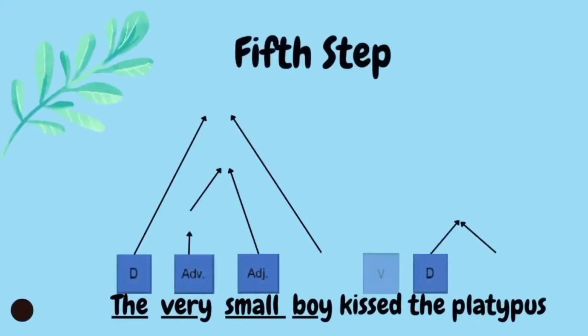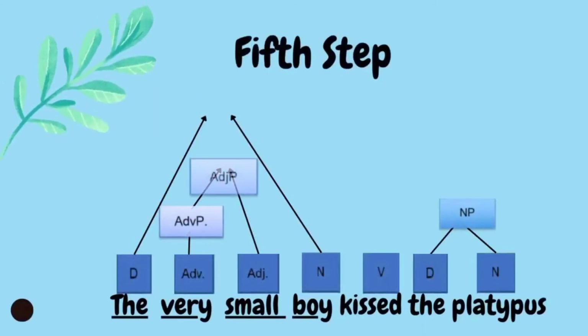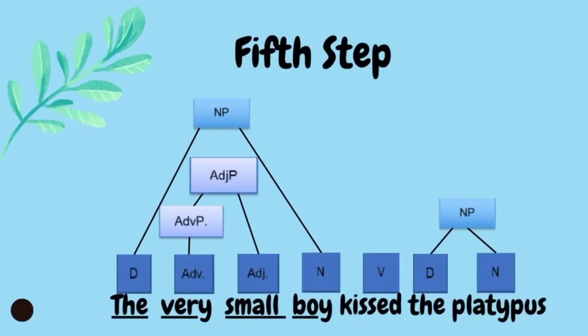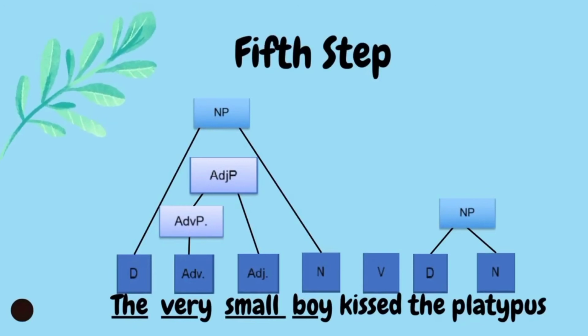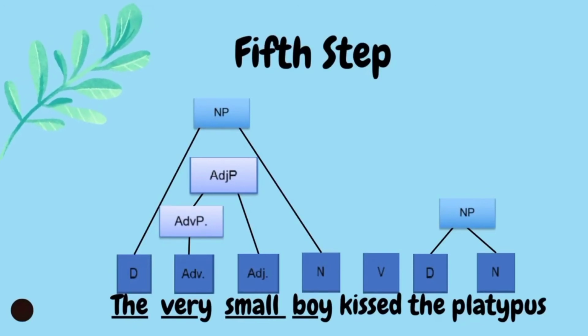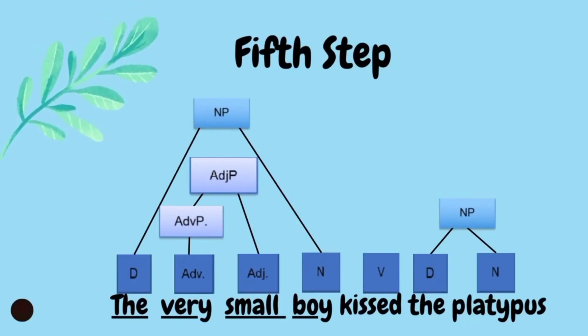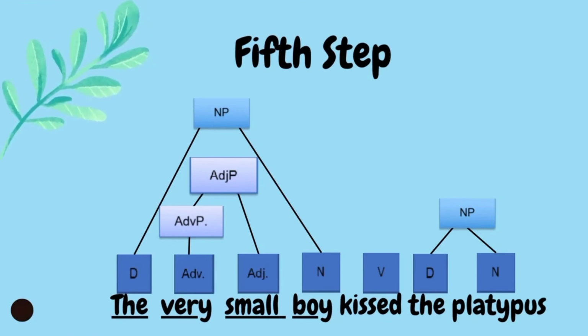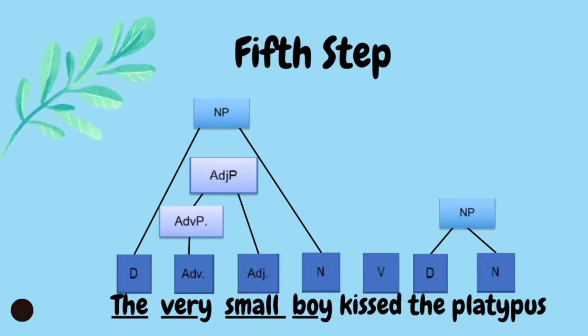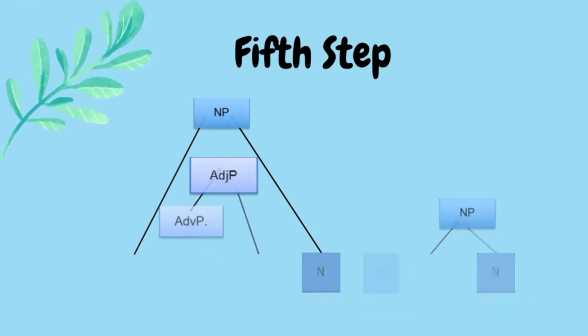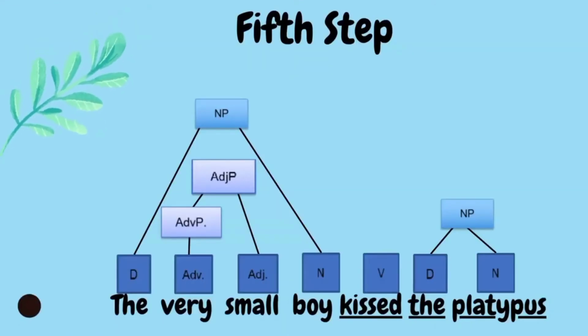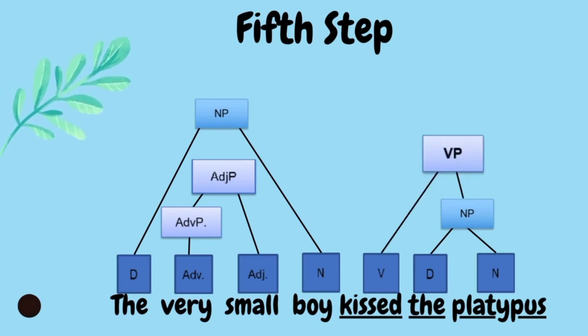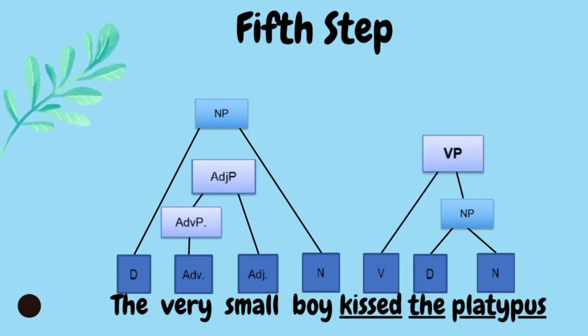To illustrate, we have the very small boy. As we go back to step 4, the adverb must have an adverb phrase on top of it before it can combine with the adjective. And after that, we are able to identify the noun phrase, which is the boy. On the other side, we have kiss the platypus. We already have the noun phrase. The only thing that we do is to put the verb phrase on top of the noun phrase.